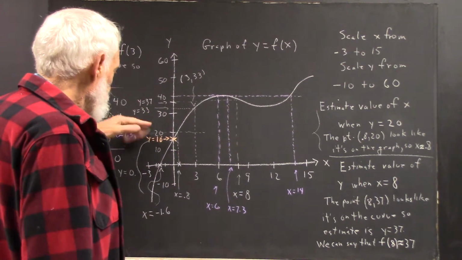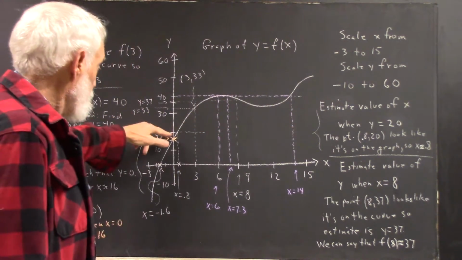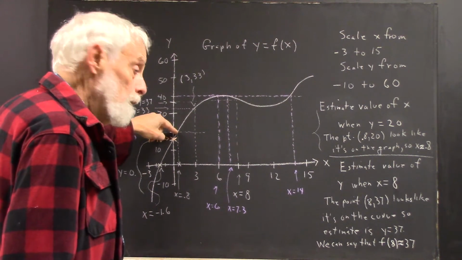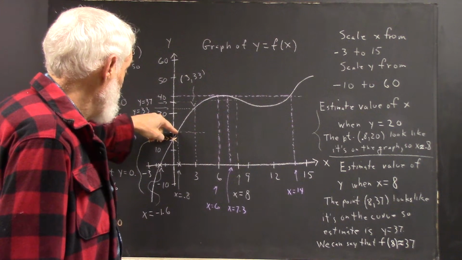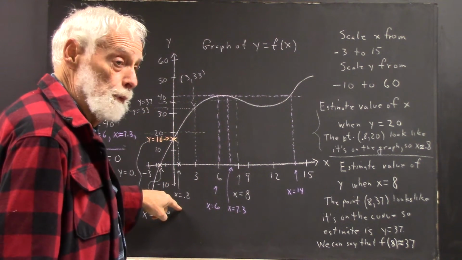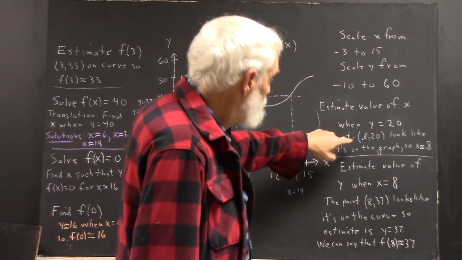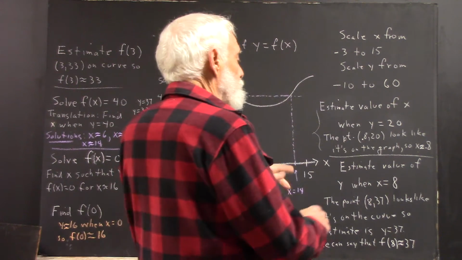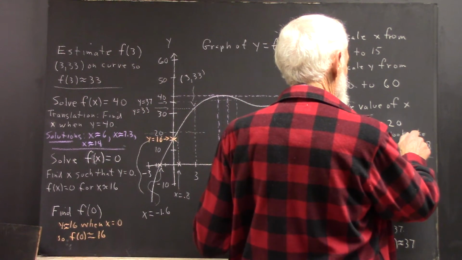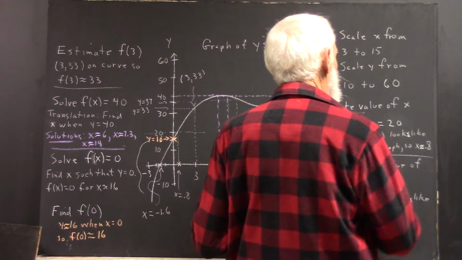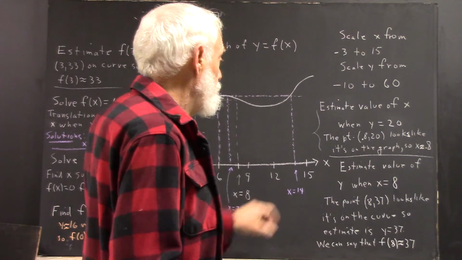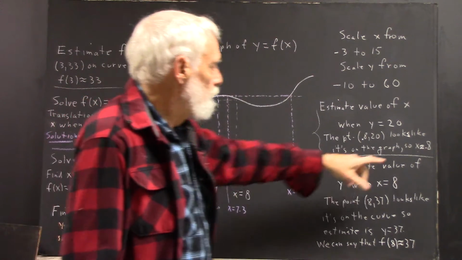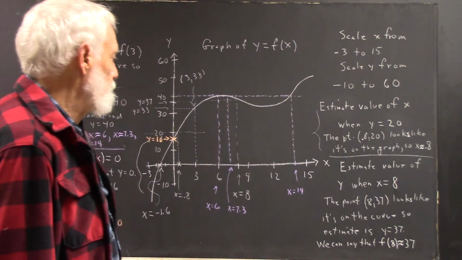Well, we find where y equals 20 everywhere along the horizontal line through this point of the y-axis, and we find the point on the curve where y equals 20. And we look down here and we see that x equals 0.8. So we estimate that the point (0.8, 20) is on the graph. Let's be grammatical, it looks like it's on the graph of y equals f of x. So x is approximately equal to 0.8.